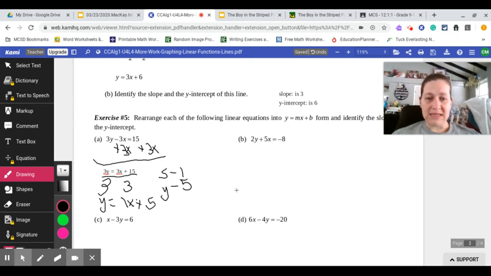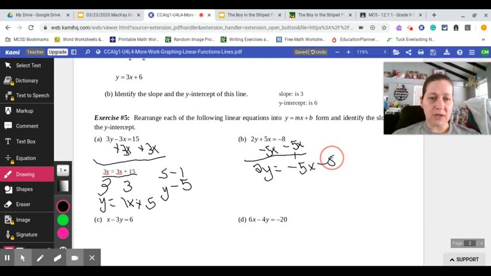We're going to do B, C, and D the same way. So we have 2y plus 5x equals negative 8. So I'm going to subtract 5x from both sides. And remember, we can't combine the negative 8 and the negative 5x because they both don't have an x. That leaves me with 2y equals negative 5x minus 8. Next, I want to get rid of the 2 because I'm trying to get y by itself. So I'm going to divide by 2, divide by 2, divide by 2.